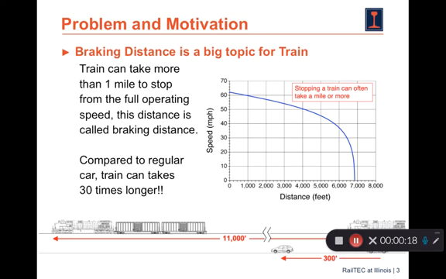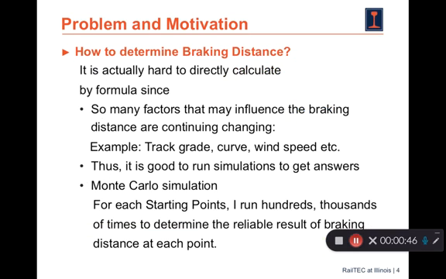What drives my interest in this topic is that a train, compared to a car, has a very low friction rate. So it can take 30 times longer distance to brake down. That means a lot of factors can easily affect the final braking distance, and that makes me interested in using a simulation tool for this analysis.